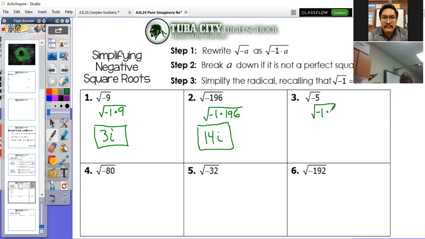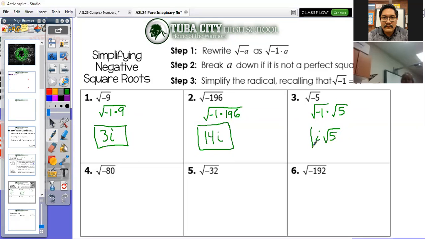So -1 times 5. And actually, if we were working with how I did things yesterday, I would go something like this. And this works too. So I can take the square root of -1. It gets replaced with i. So i times root 5.